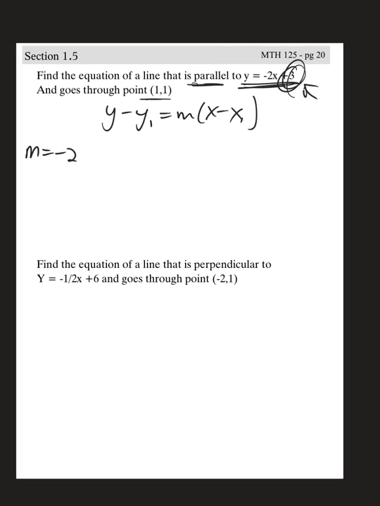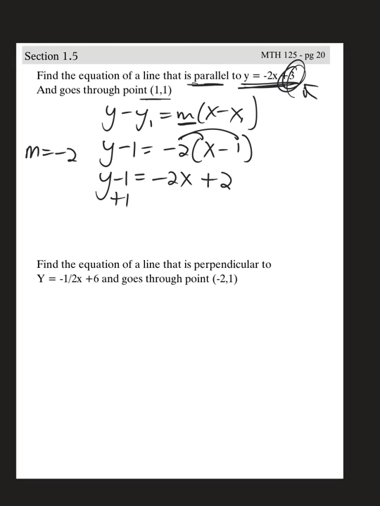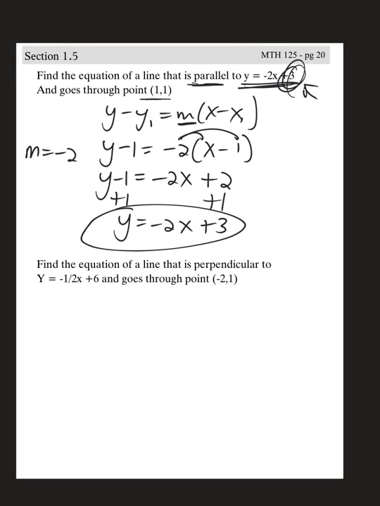And so now I know what I'm plugging in for m. It's -2. I'm plugging in 1 for y1 and 1 for x1. So if I distribute my -2 and then add 1 to both sides, here's the equation of a line that's parallel to the line y equals -2x plus 3 and goes through points 1, 1.